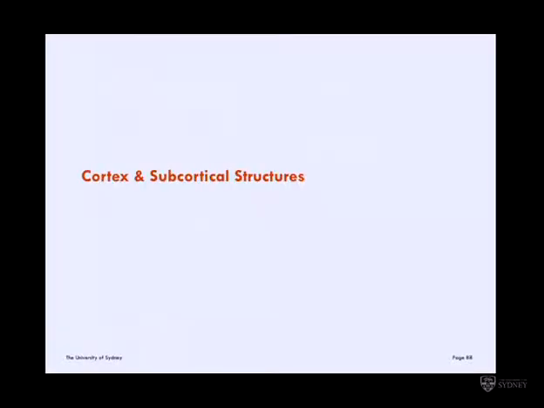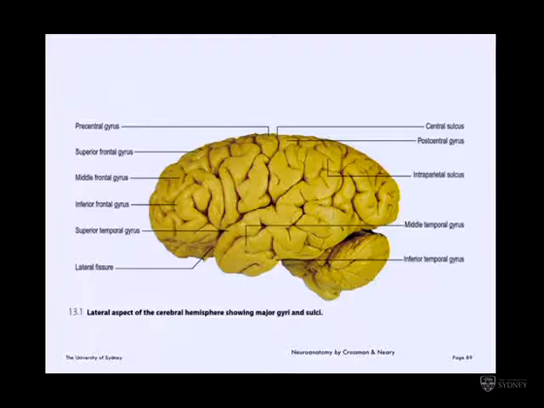Okay, cortical and subcortical structures. We spoke about some of these structures a couple of weeks ago. The central sulcus, the precentral and postcentral gyri, precentral associated with motor, postcentral associated with sensory. We have the lateral fissure, also known as the Sylvian fissure, separating the frontal area from the temporal lobe. We have the superior temporal gyrus, the middle and the inferior temporal gyri on the lateral aspects of the brain.